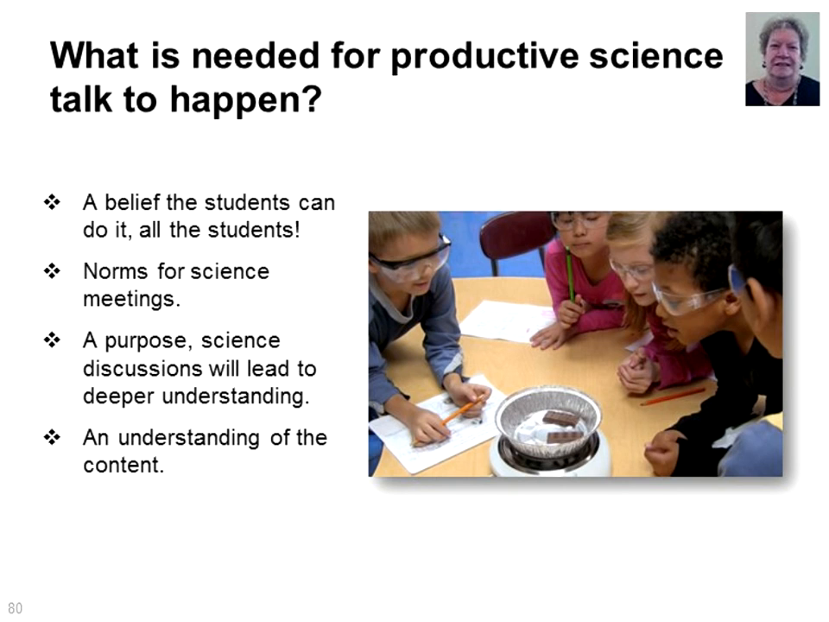So what has to happen for productive science talk to happen? Well, the biggest piece is that we have to believe in our students. We have to believe that they can do it. They can have these productive conversations. And I'm talking about all of the students. We also have to make sure we have norms, and those norms really should be specific to science meetings because sometimes those norms are different from other classroom meetings. When we pull together a science meeting, it really needs to have a purpose, a good focusing question that will lead to deeper student understanding.